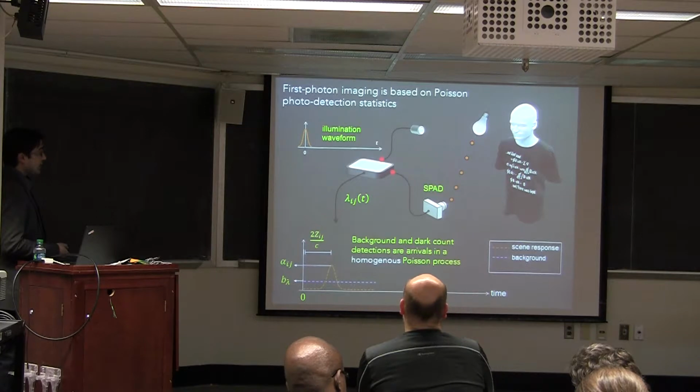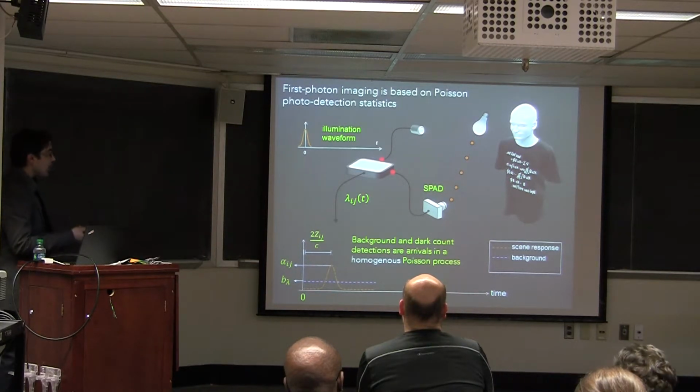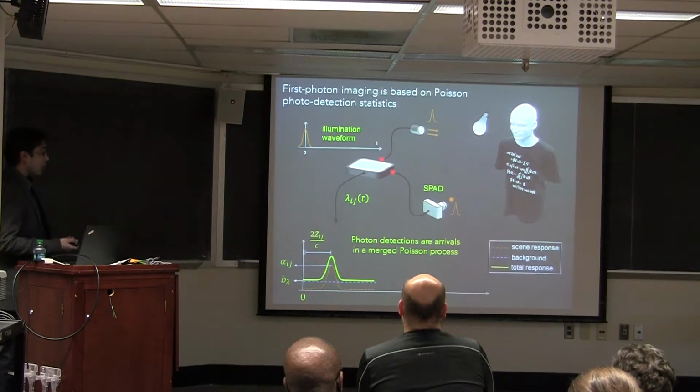When we have background light or dark counts, those two sources of noise will also create detection events. Those detection events are arrivals in a homogeneous Poisson process, a Poisson process that has a constant rate function that's here written as p lambda. Taking the two together, we actually have a merged Poisson process, and it has a rate function that depends on all of these parameters.